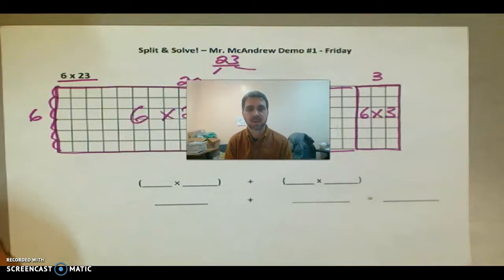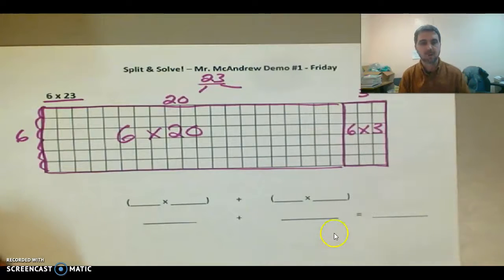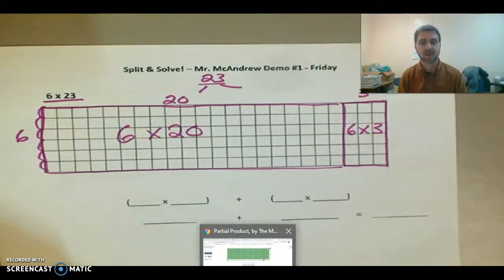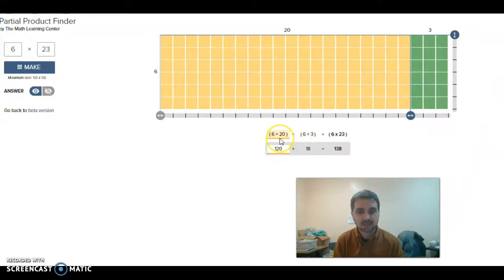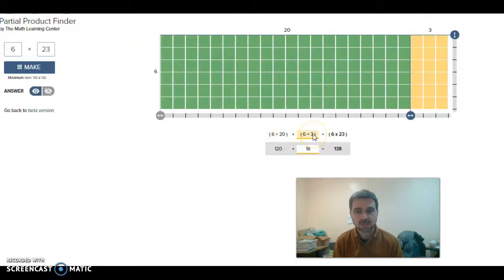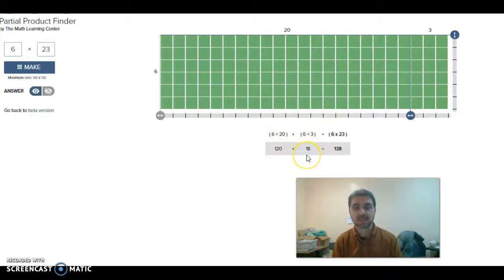Let me get my head out of the way. Sorry, boys and girls. It's just the way it shows us on the computer app. So if I go back there for a second, you can see that we have 6 times 20 plus 6 times 3. 6 times 20, which you should be able to figure out now, is 120. 6 times 2 tens, which is 12 tens, which is 120. And then 6 times 3 is 18. And then you add that up to get 138.